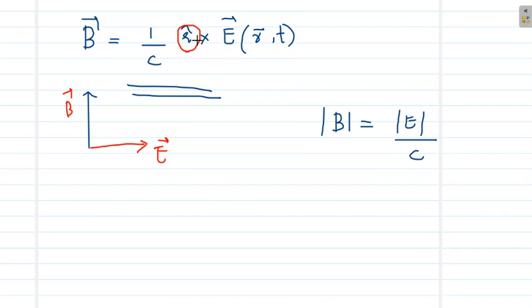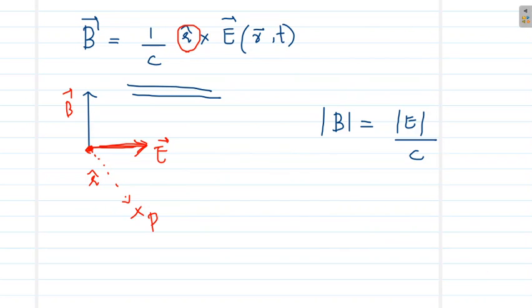So what is r cap? R cap is the vector connecting the point charge and the point where we are measuring the magnetic field. It is the direction of that vector. So magnetic field will be perpendicular to that direction, and the magnetic field will be perpendicular to the direction of electric field as well. Its magnitude will be 1 by c of the electric field. So these are the basic concepts that we will be getting from this equation.